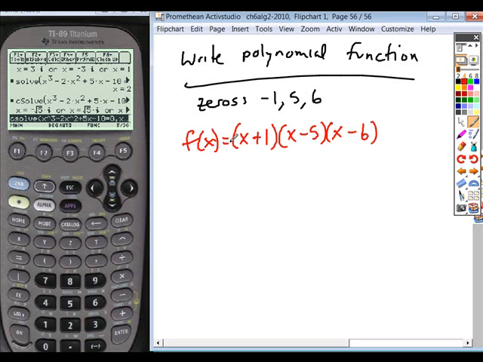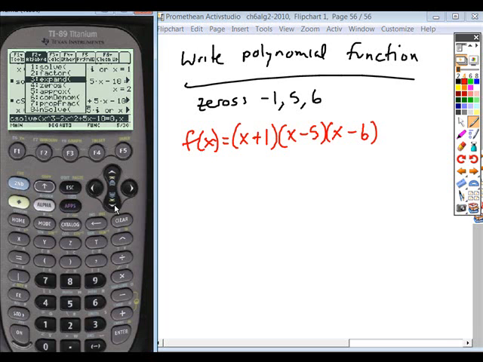So here is your function. And what can we do in our calculators to write this from this form into a polynomial? Expand. So we're going to use the expand command, F2, algebra tab, number 3. And then we're just going to type in those factors. X plus 1, x minus 5, and x minus 6.